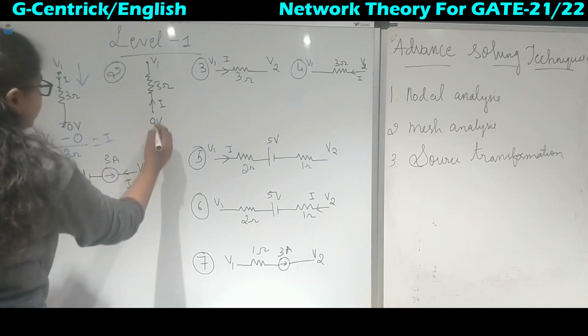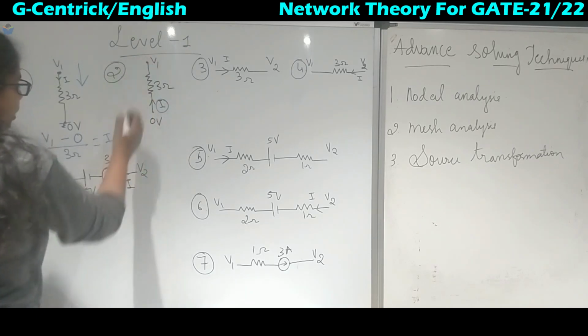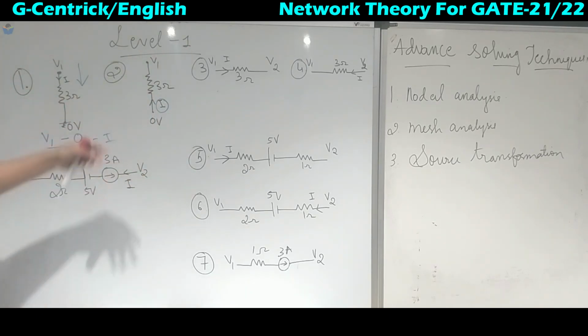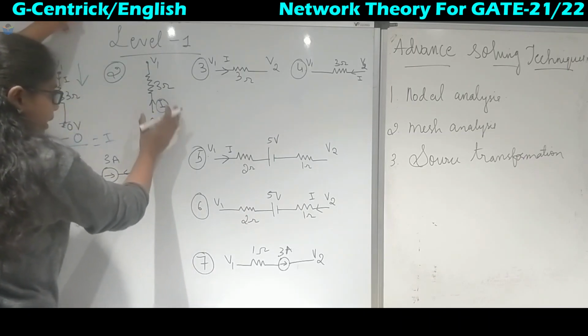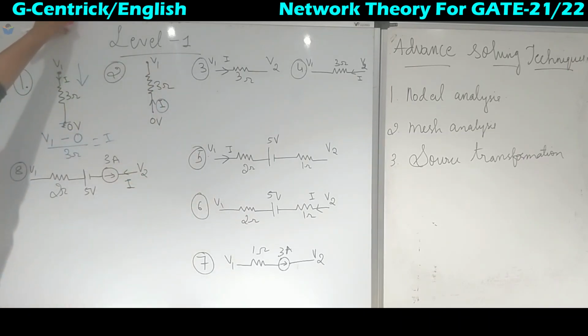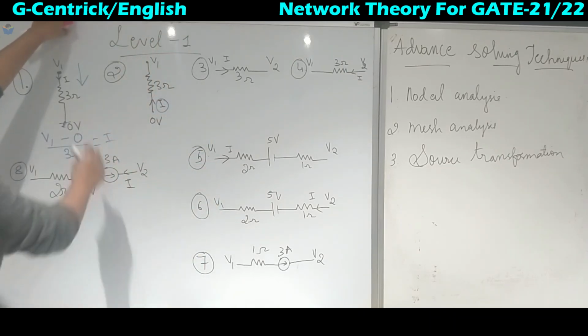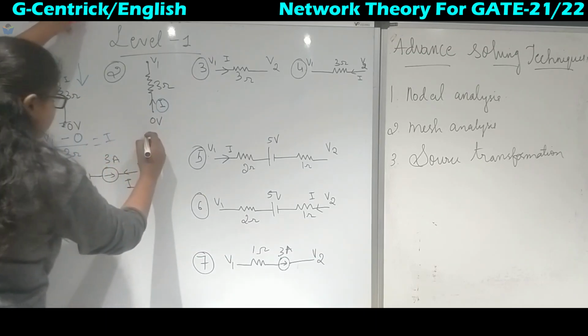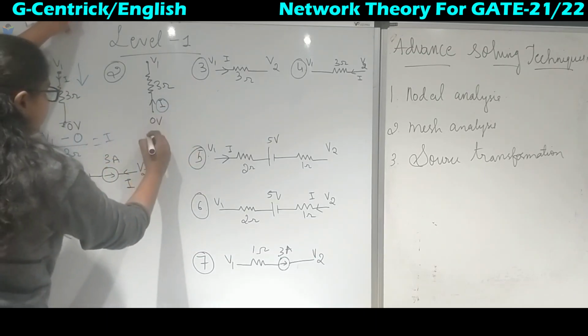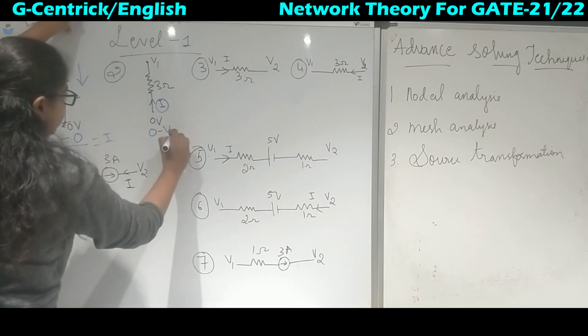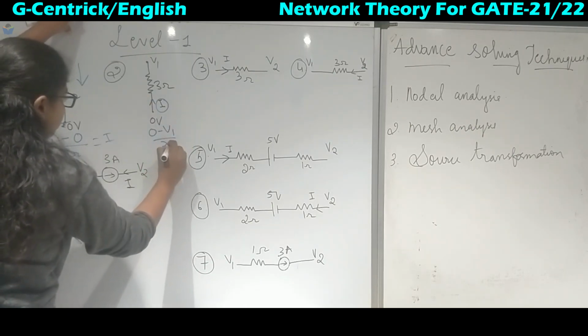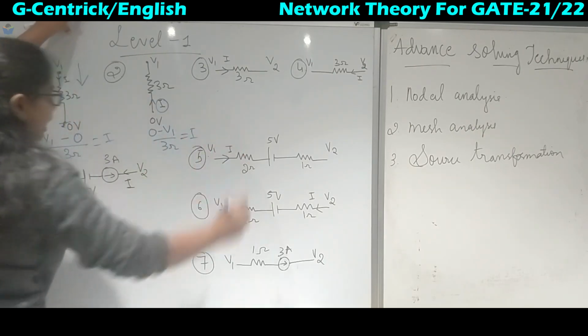Coming to the second one, see the direction of the current, it is moving the opposite way. But what have we learned? The current must flow from higher potential to lower potential, but in this case it is happening opposite. So it means that this V1 can be negative also. Whenever the direction is opposite, we take it as negative. So it is (0 minus V1) upon 3 ohms. Again it is V by R, so it is I.